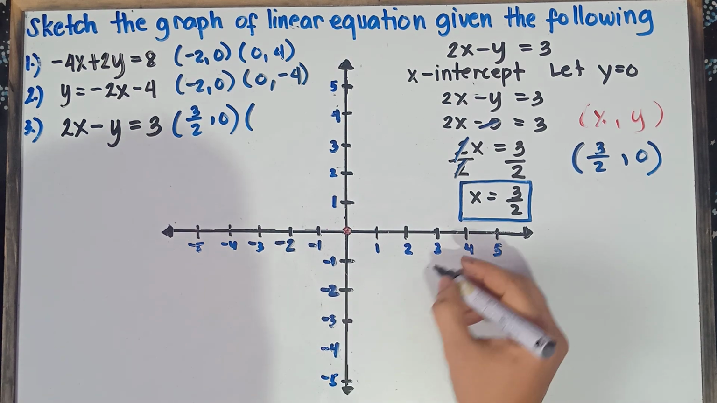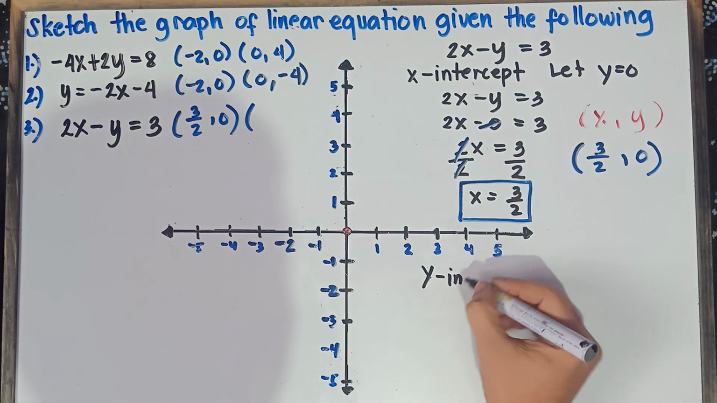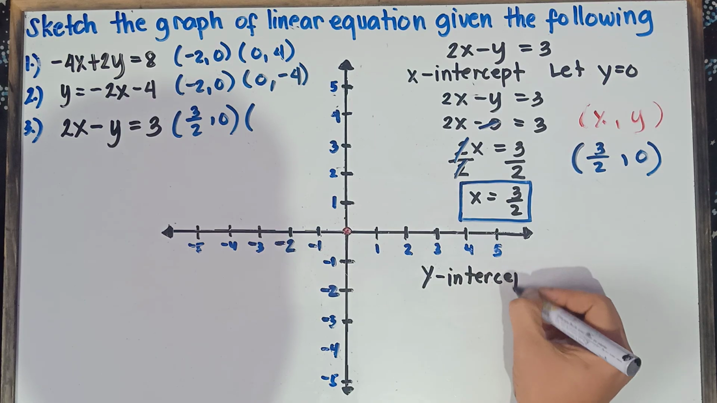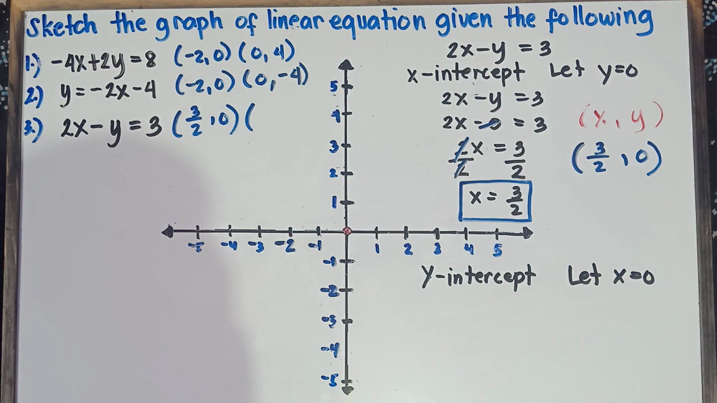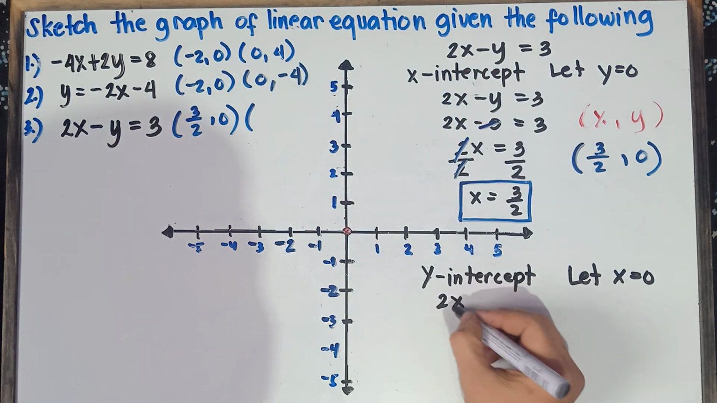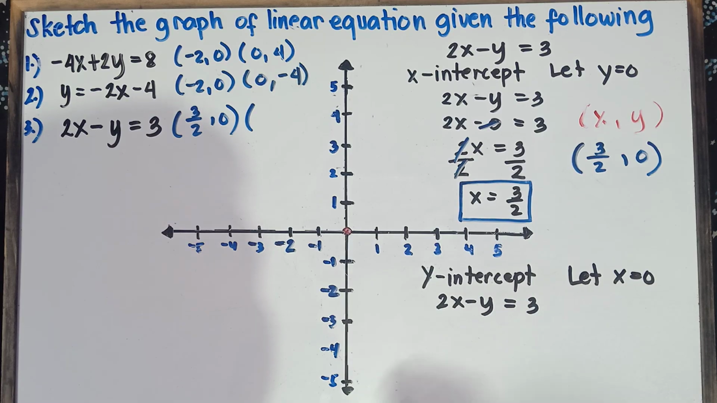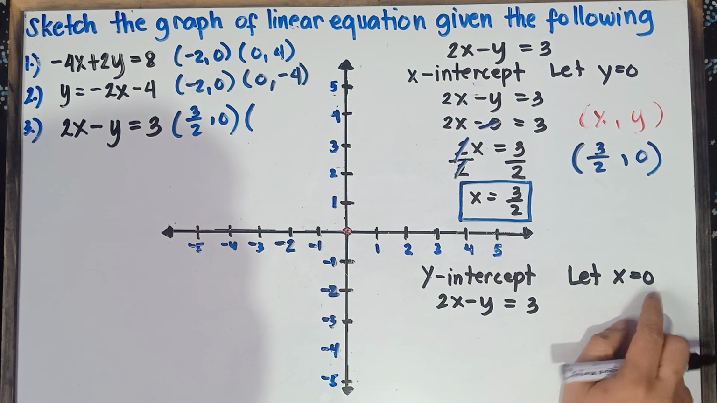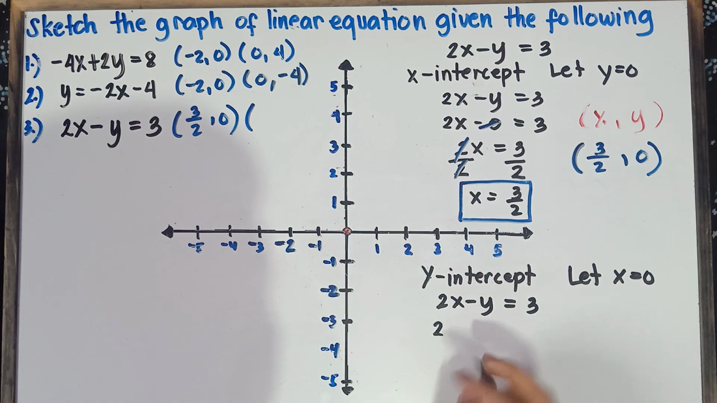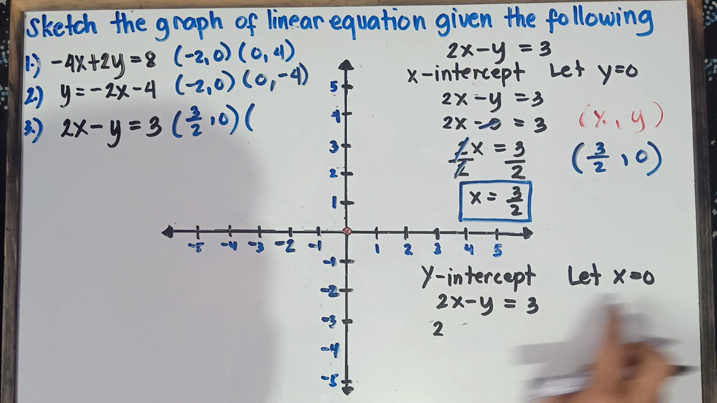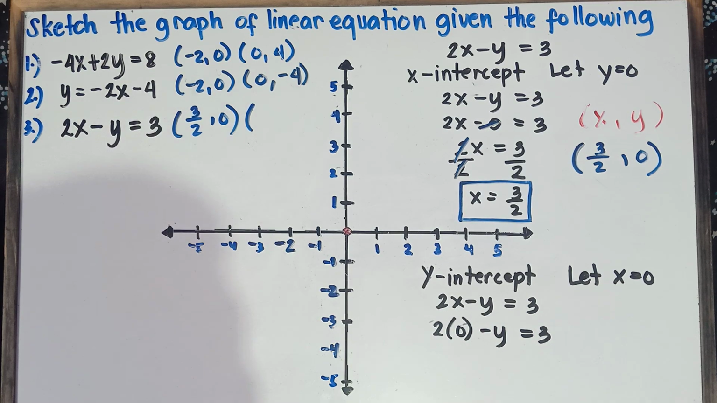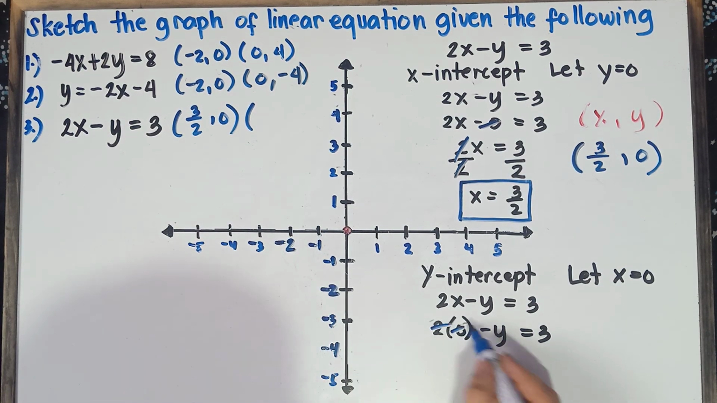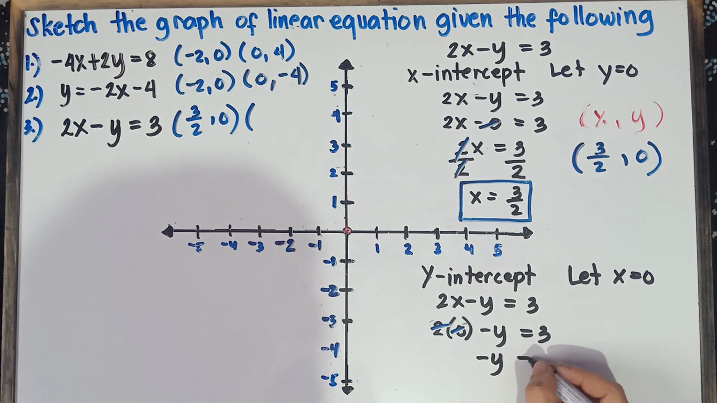So get the y-intercept. Let x equal 0. So copy first the equation, 2x minus y equals 3. Let x equal 0. Once again, 2x means 2 times x. The value of x would be 0. So 2 times 0 minus y equals 3. We can just cancel this out because 2 times 0 would be 0. So negative y, copy, equals 3.